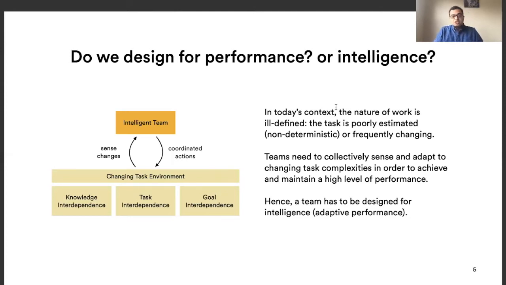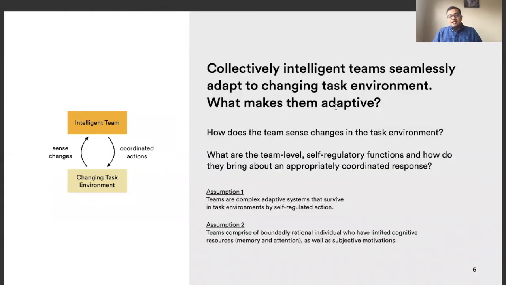This realization brings us to our final question. If intelligent action involves adaptation, what is it that makes a team adaptive? How does this adaptation emerge within the team? This can be thought about as asking a couple of questions. One is, how does the team sense these changes in the task environment? And the second is, after sensing them, how does it act? What are the self-regulatory functions within this team that allow for a coordinated response?